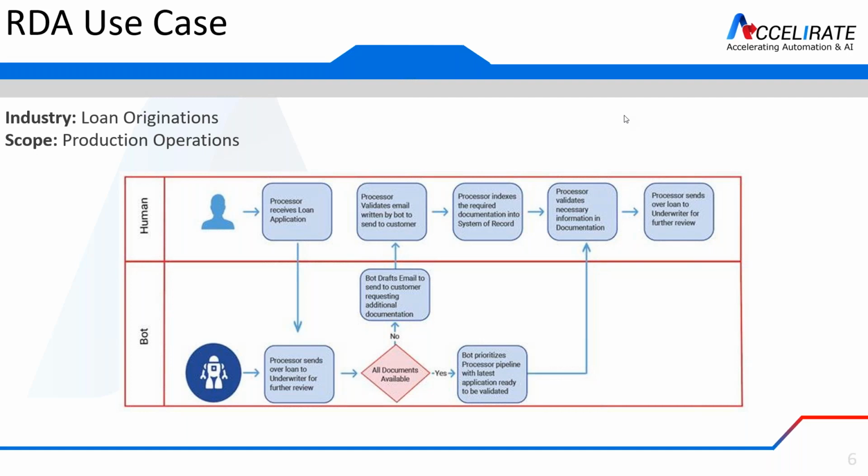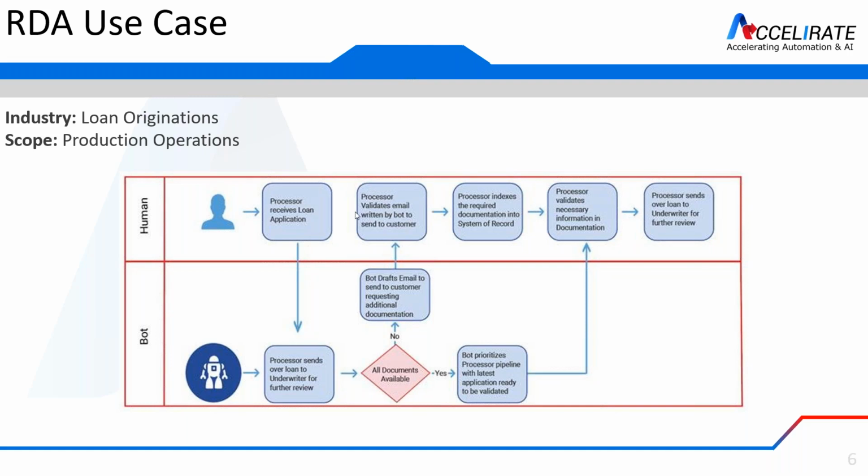So the bot was able to prioritize the processor's pipeline accordingly, because as you can imagine, especially with these reduced interest rates and this increased volume, you could have a processor with 20, upwards of 50 applications a day that they have to review. Not all of those applications had all of the documents necessary for them to be able to do their review. So they would have to go one by one to look at each of those loans and their corresponding documents to even make the decision, oh, yes, I am able to review this, before sending it to an underwriter. We felt that that was an inefficiency that we can quickly address through RDA.